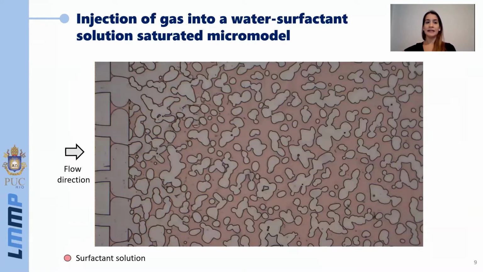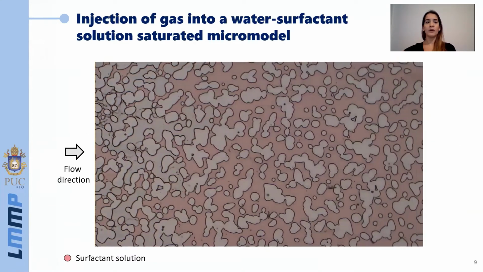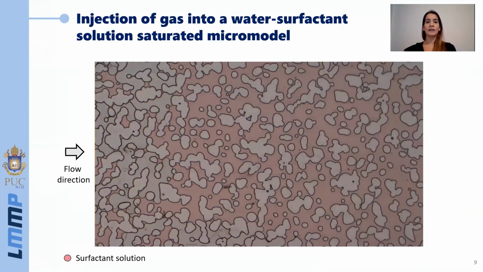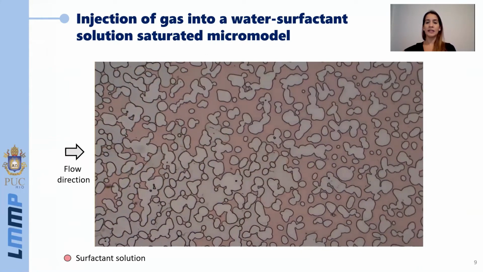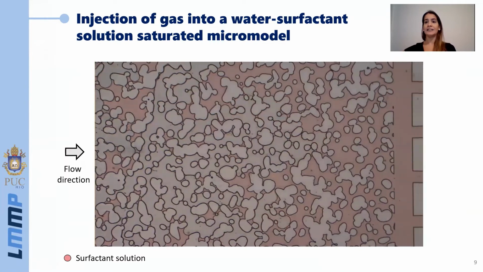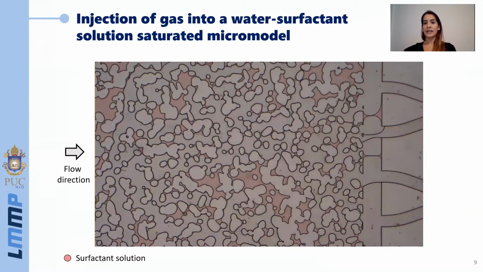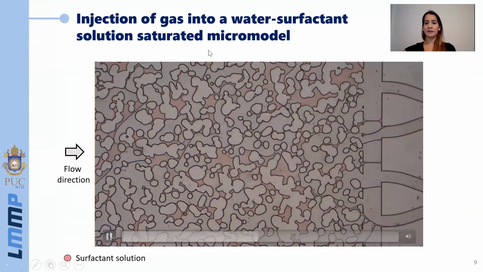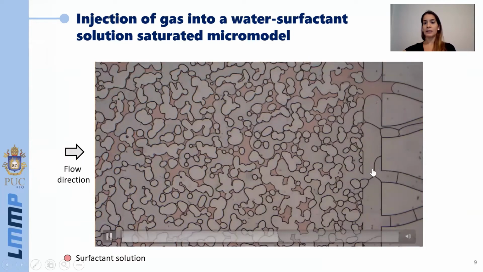Here we can see the gas invading the micromodel from the left to the right. The device was completely saturated with surfactant solution, dyed in red color. Also, you can see the formation of distinct liquid films. They're called lamellae.